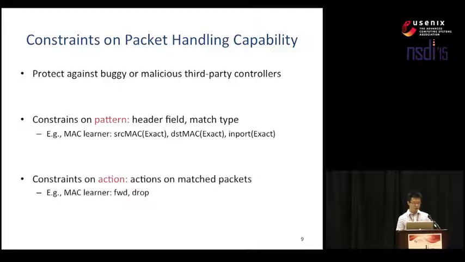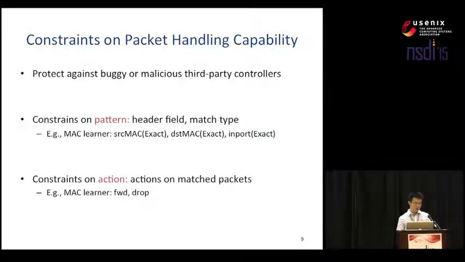The restriction has 2 parts. The first part specifies the header fields and the match types a controller can use to match packets. For example, we can restrict a MAC learner to only do exact match on source MAC, destination MAC, and in port. So the MAC learner would not be able to look into other header fields like IP address.